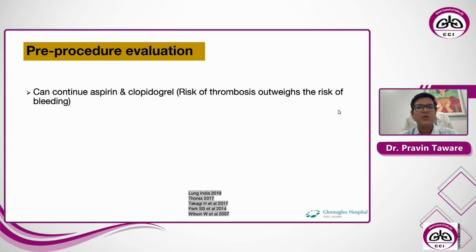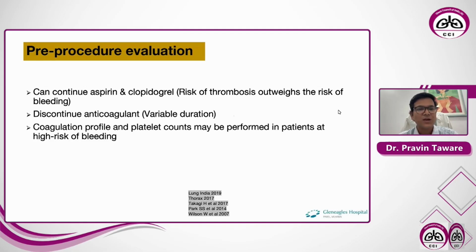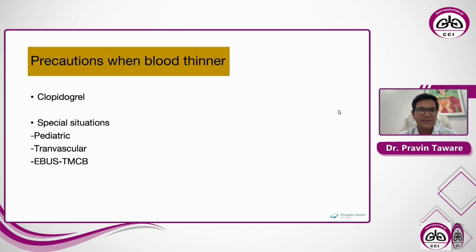Pre-procedure evaluation starts from checking the detailed history and the drug history. If you have seen aspirin and clopidogrel in their drug history, you can continue them prior to the procedure if the risk of thrombosis is not very high. Discontinue anticoagulants, with variable duration of discontinuation before the procedure. Like warfarin, we discontinue warfarin for 5 to 7 days before the procedure. Coagulation profile and platelet count may be performed in patients at high risk of bleeding, and you don't need any prophylactic antibiotic. It is not recommended as per guidelines.